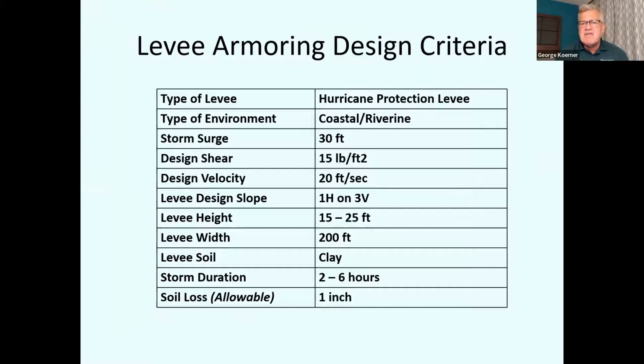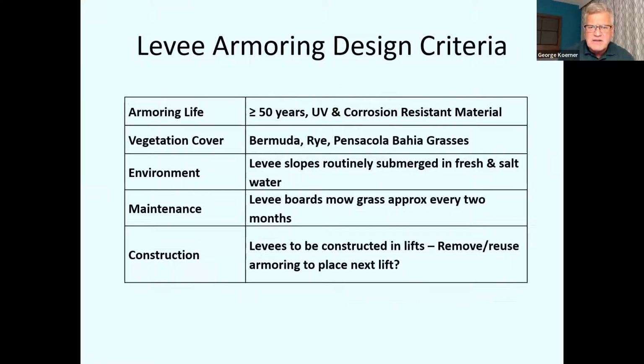This is the levee armoring design developed by the Corps of Engineers. The type of levee is a hurricane protection levee. This is for coastal protection. The storm surge is in the neighborhood of 30 feet or 10 meters. And you see the different design criteria below.